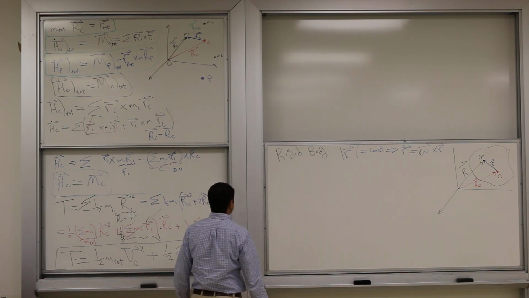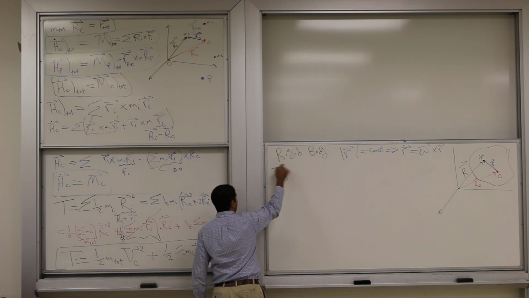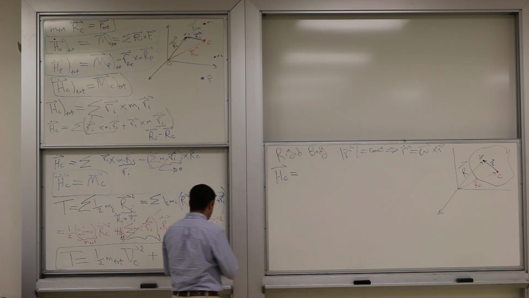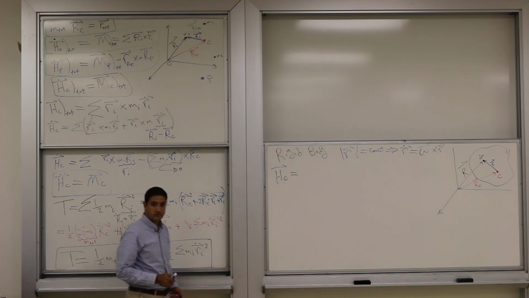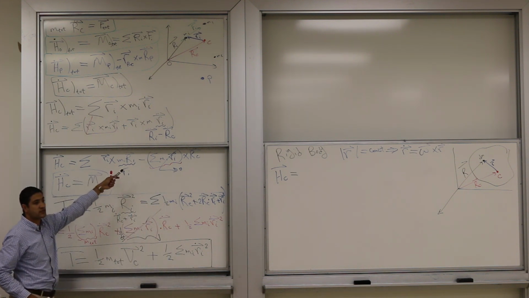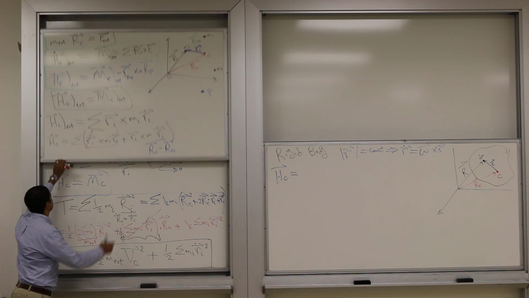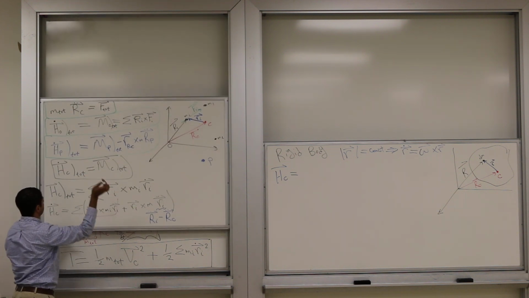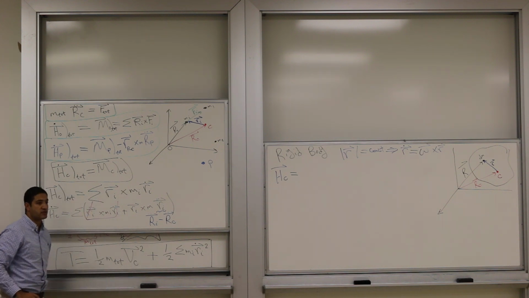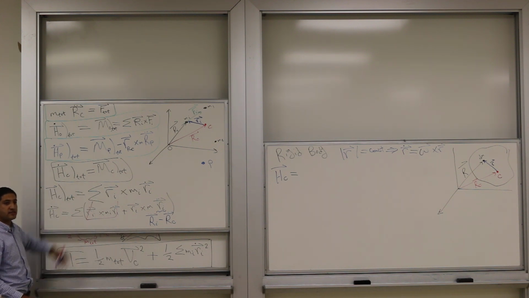So let's define, for example, the angular momentum about the center of mass. What is the definition? Here is the definition. It's the summation of r cross linear momentum. This is for a collection of masses. The only difference is that I have an infinite number of them.